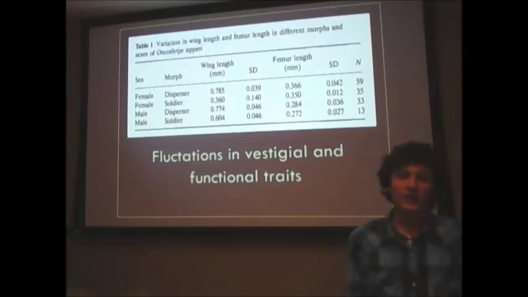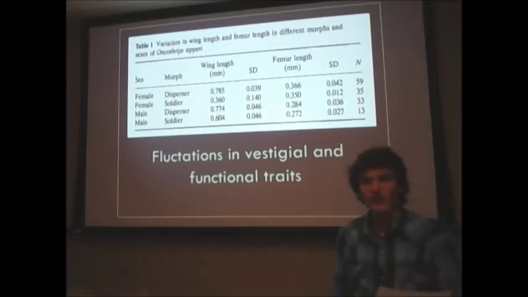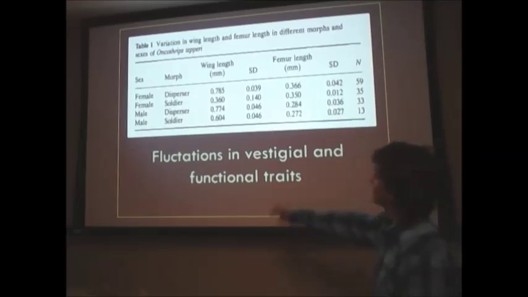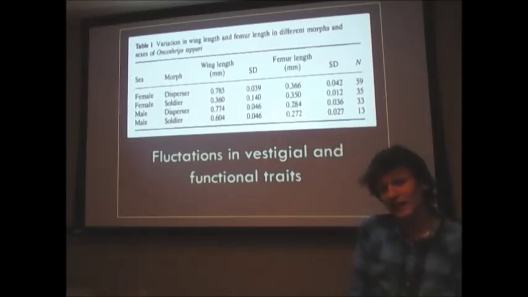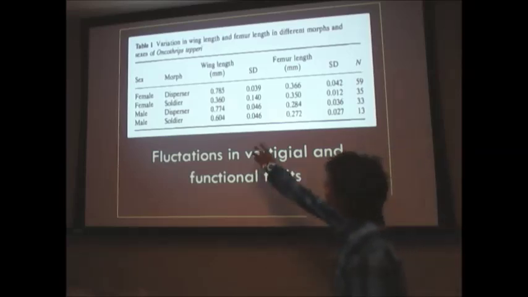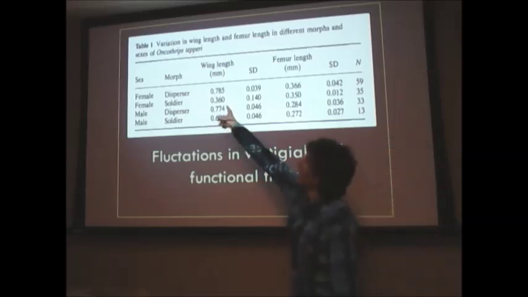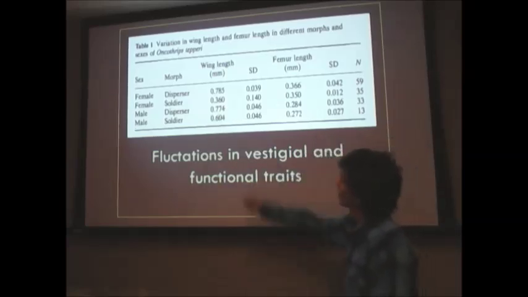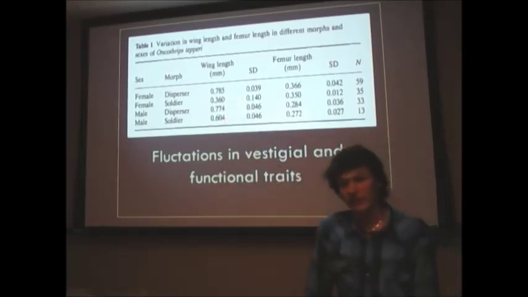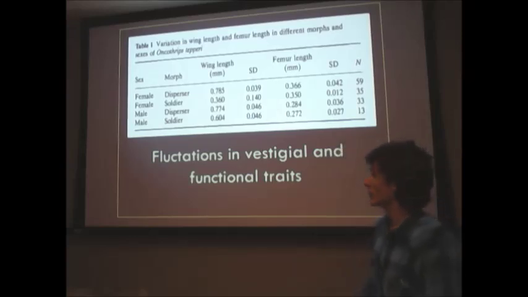Next, we're going to be looking at the fluctuations in vestigial and functional traits within the soldier and disperser morphs. As you can see, the dispersers' wing lengths are not vestigial, they are functional, so these disperser morphs can actually fly while the soldiers cannot. They have vestigial wings. As you can see, the soldiers' average wing length is much lower than the dispersers'. However, the standard deviation of the soldiers' wings is much higher, so there's greater variability within the soldiers' wings than the dispersers' wings.